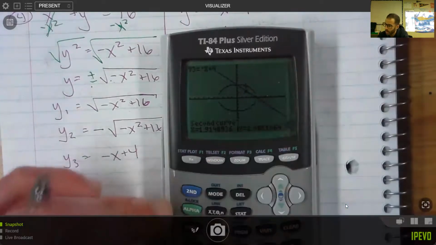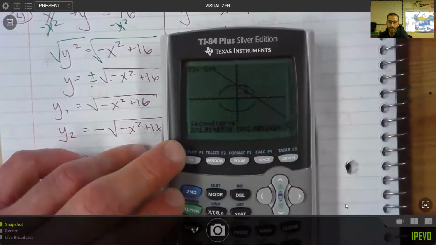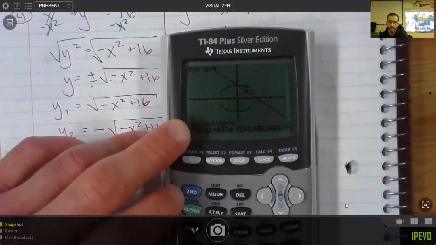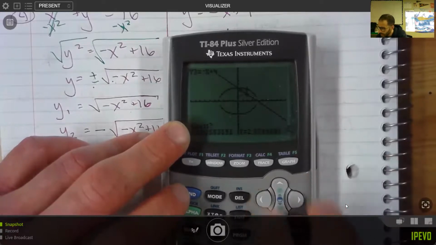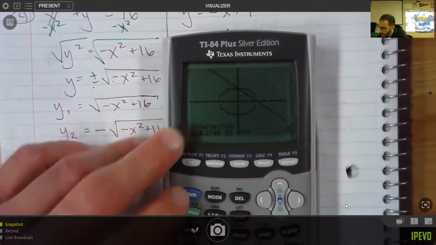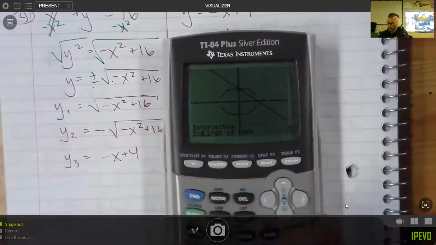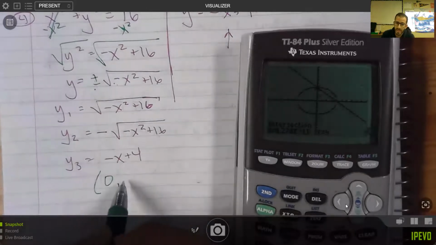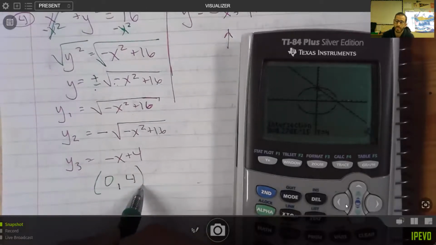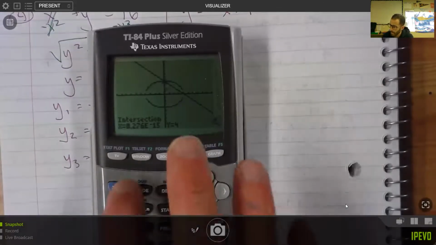I am looking for where this top part of the circle and the line intersect. So I need to identify the line as my second curve. Hit enter. And now I want to take a guess. And the intersection here, ooh, there's that e to the negative. So one answer is 0, 4.